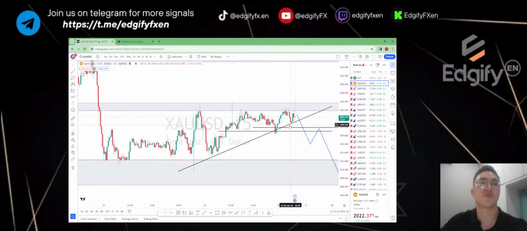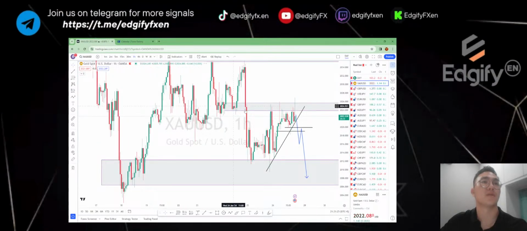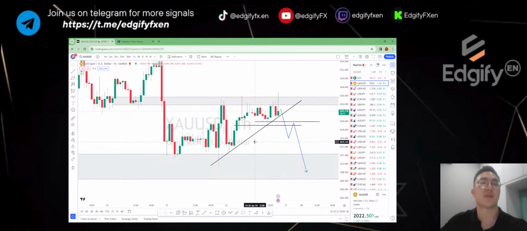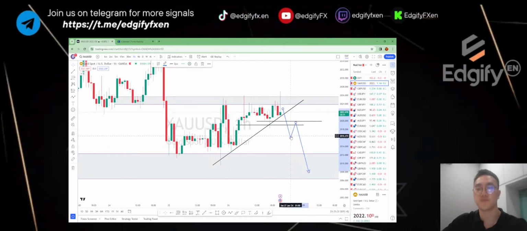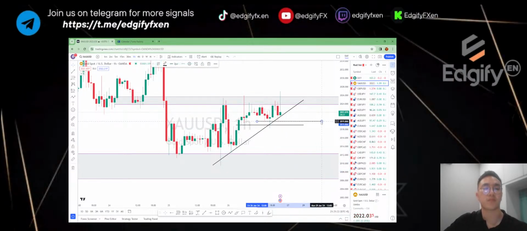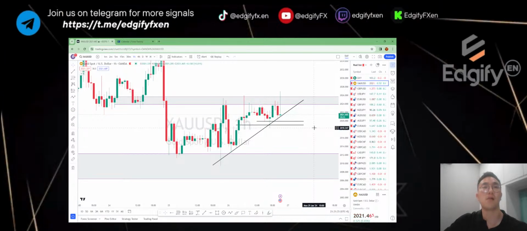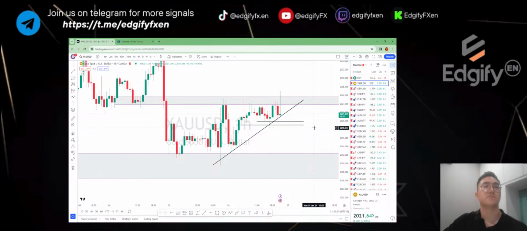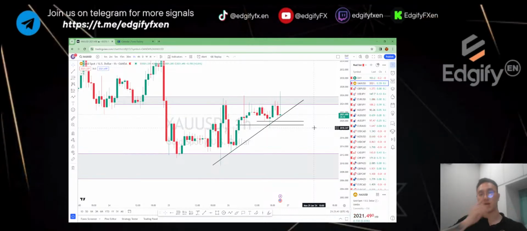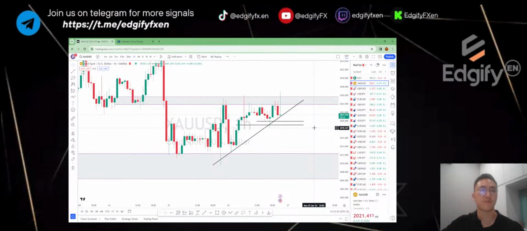Yeah, it's still respecting this trend line. Yeah, it's still on my trend line. It's still respecting it. It's still not breaking below. It's still there.